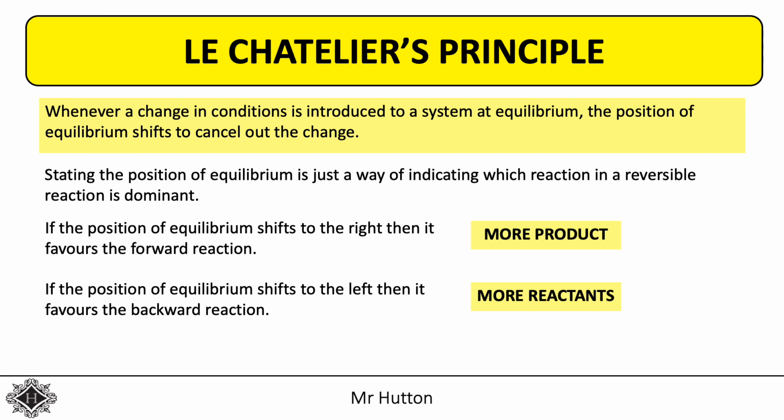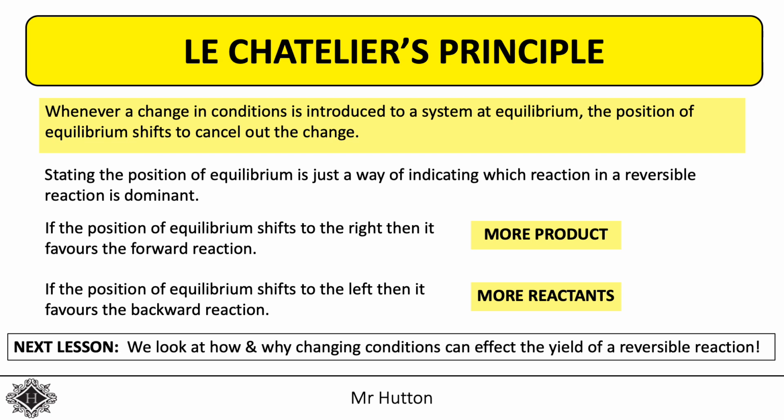So saying that the position of equilibrium shifts to the right just means we get more product, and saying that the position of equilibrium shifts to the left means we get more reactants. This is just some of the language that you'll need to get familiar with. This is similar to when we talk about reversible reactions. Next lesson we're going to be looking at altering conditions and why changing some of the conditions can actually give a better yield for a reversible reaction, because that's particularly important in industry.